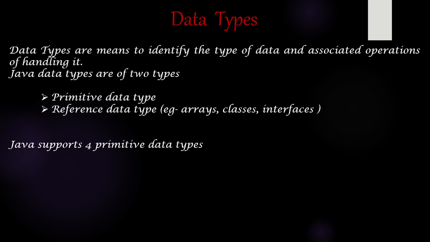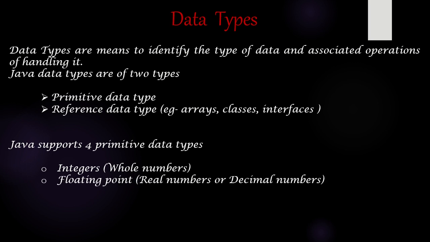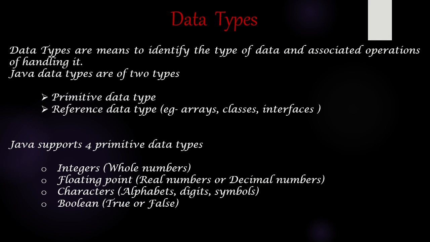Primitive data types are further classified into four types. They are integers, which are basically used for storing whole numbers. Next is floating point, which is used for storing real numbers or decimal numbers. Then there are characters, where we can store an alphabet, digit or symbol, but only one character at a time. Finally, we have boolean, which is a special type. It has only two values, true or false.